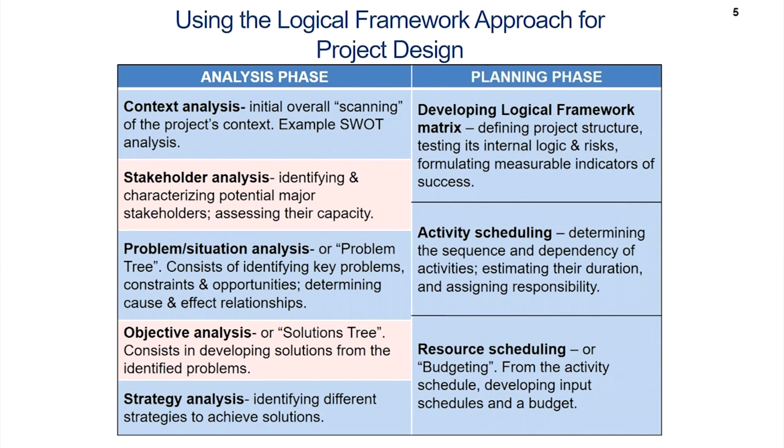So, we move from one step to the other and create a problem tree which consists of identifying the key problems, constraints and opportunities, determining cause and effect relationships and so on. Objective analysis is also called the solutions tree, which consists in developing solutions from the identified problems, and then you have strategy analysis, which helps us in identifying different strategies to achieve solutions. In the planning phase, we develop a log frame matrix, also referred to as logical framework matrix, and here we are defining the project structure, testing its internal logic and risks, formulating measurable indicators of success.